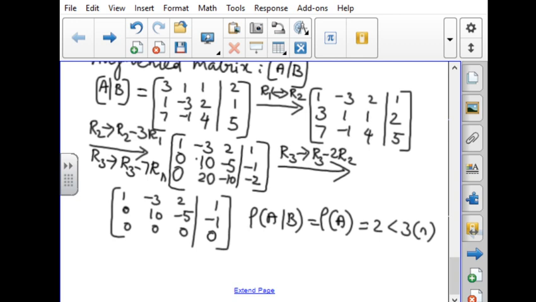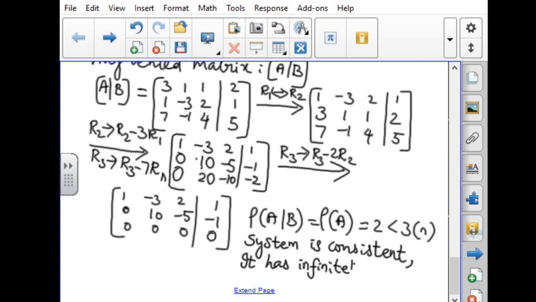So we can say that the system is consistent. Whenever both ranks are equal, we can say that the system is consistent and it has infinitely many solutions. So we have written that the system is consistent and it has infinitely many solutions, but we need to find out the solutions. How to find out the solution?